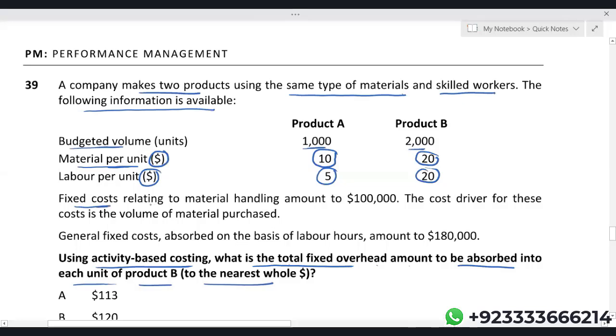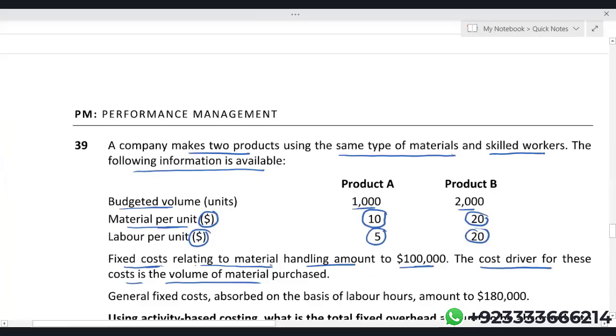Fixed cost relating to material handling amounts to $100,000. The cost driver for these costs is volume of material purchase. Examiner has given us this, so simply material handling divided by total purchase cost will give you the overhead absorption rate. Question number 39.